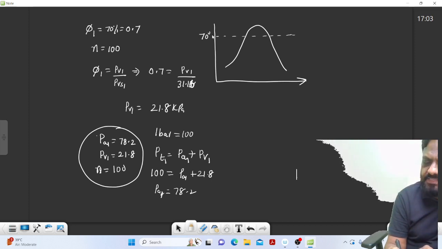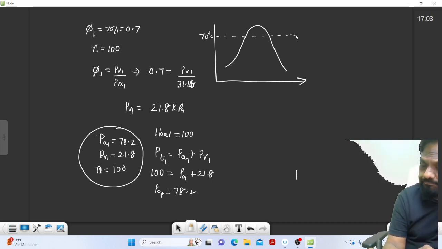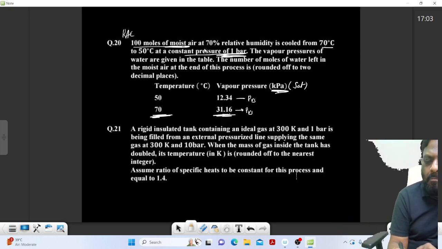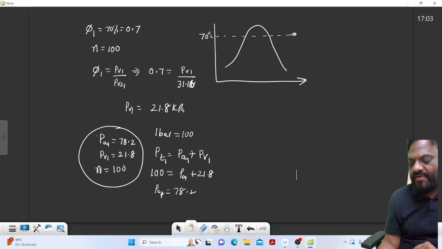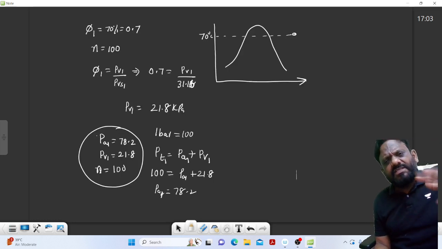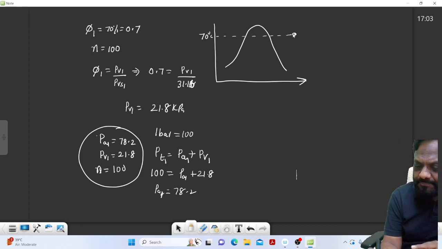Initially the temperature is 70 degrees, and it is very simple, sir: moist air at 70%. Whenever the relative humidity is other than 100, it means it is in a superheated state. ये तो RAC में पढ़ा है सर. So therefore this is the initial point. Here the relative humidity is given, so this is the partial pressure of vapor.